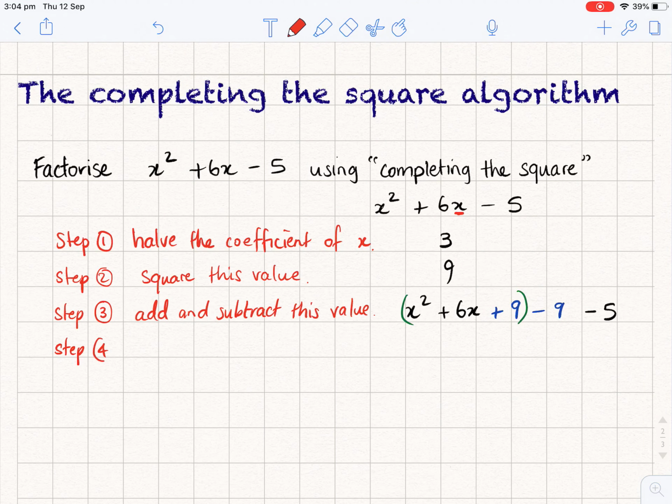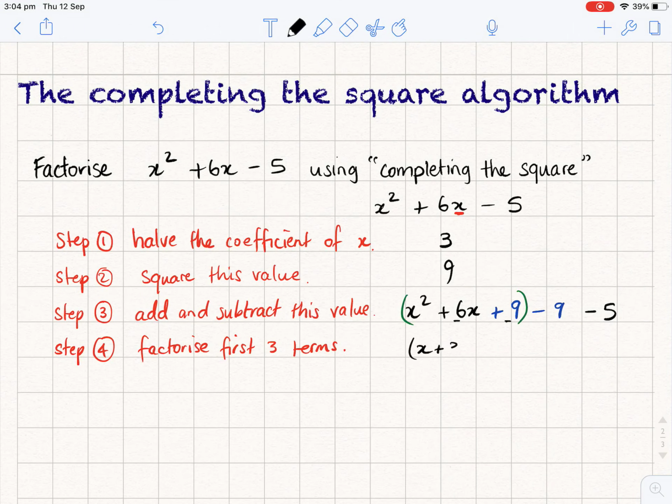So step 4, factorize the first 3 terms. And it will look like this. I want 2 numbers that multiply to equal 9 and the same 2 numbers that add to get 6. That will end up being x plus 3 and x plus 3. I still have a minus 9 on the end. I still have a minus 5 on the end.